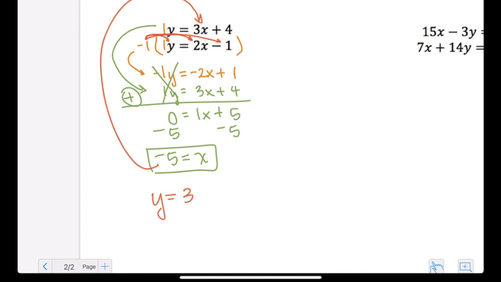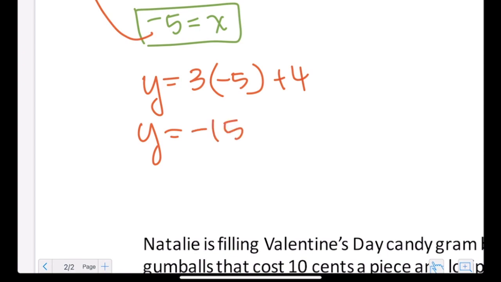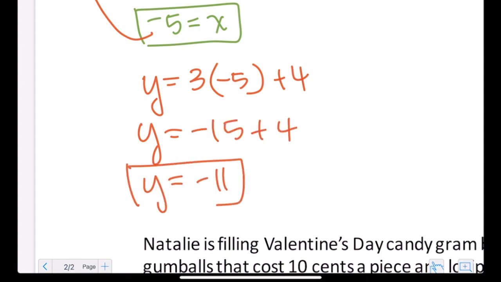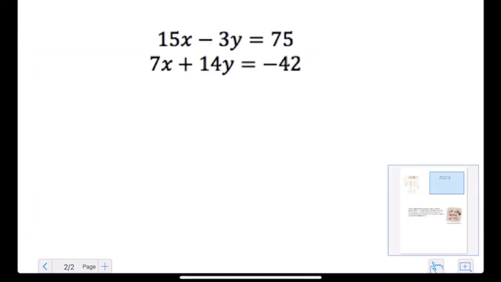So I'm going to have y is equal to not 3x anymore, but 3 times negative 5 plus 4. And we simplify from there. So 3 times negative 5 is negative 15. Negative 15 plus 4 is negative 11. And finally, we write our solution as an ordered pair. So negative 5, negative 11. And now the last one.